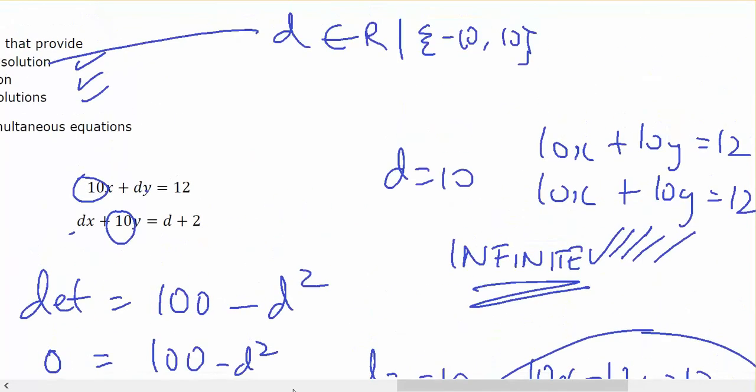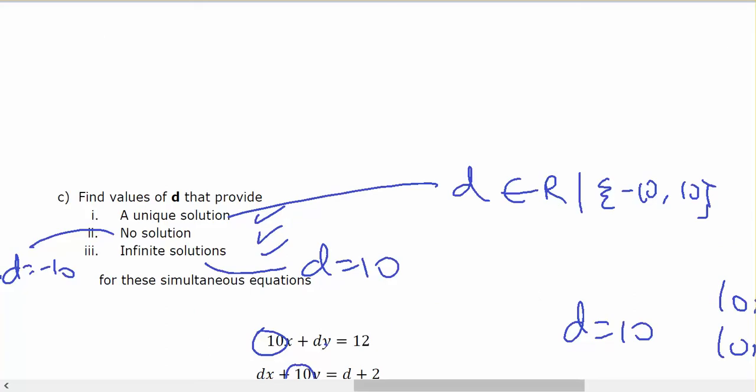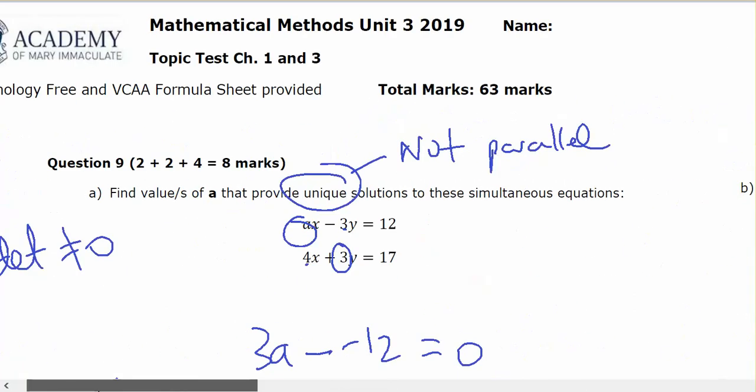So in answer to the questions, no solutions, that's D equals negative 10, and infinite solutions is D equals 10. And that's question number 9.